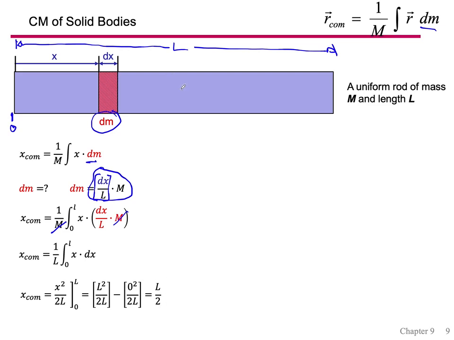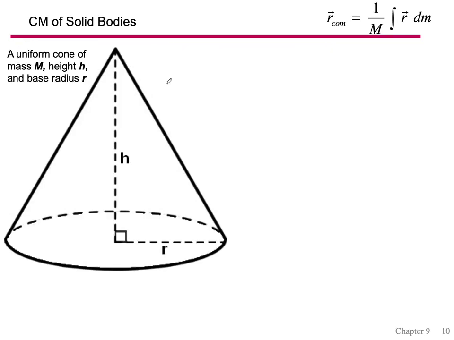In other words, the center of mass of this thing is a total distance of L over 2 from that end. And you're like, yeah, I knew that before you even started. I know. I wanted to do something really simple first before I gave you something a little bit more interesting. So take a look at this next one. Here's a uniform cone of mass m, height h, and base radius r.